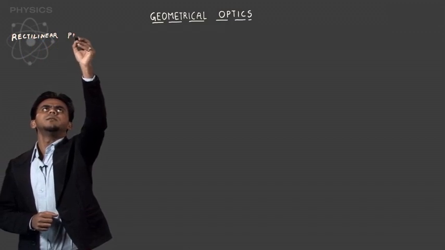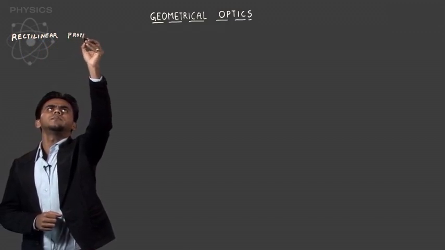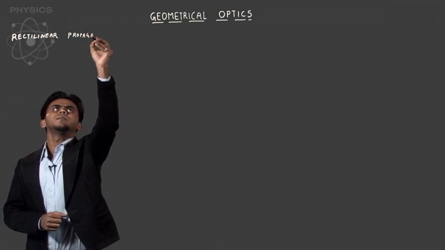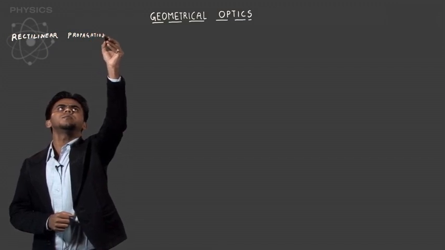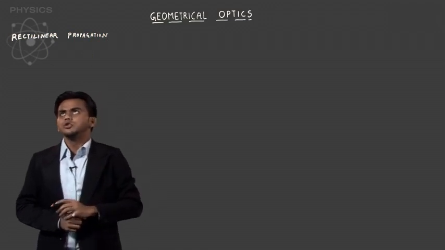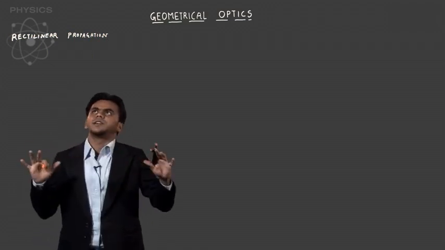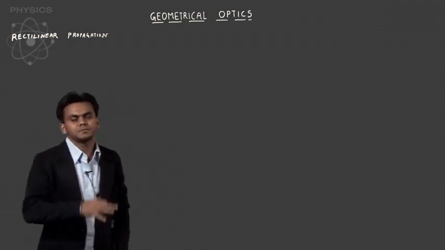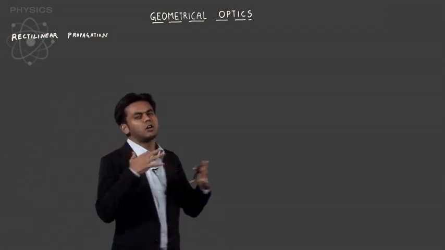Rectilinear propagation of light. Just rectilinear propagation would suit our purpose. So a light ray travels always in a straight line, if they don't see or observe, or rather come in front of an obstacle.